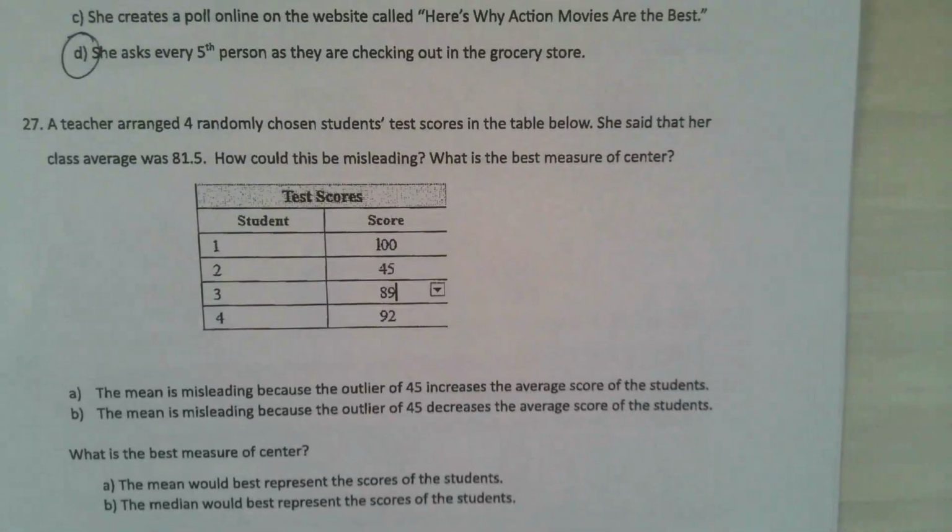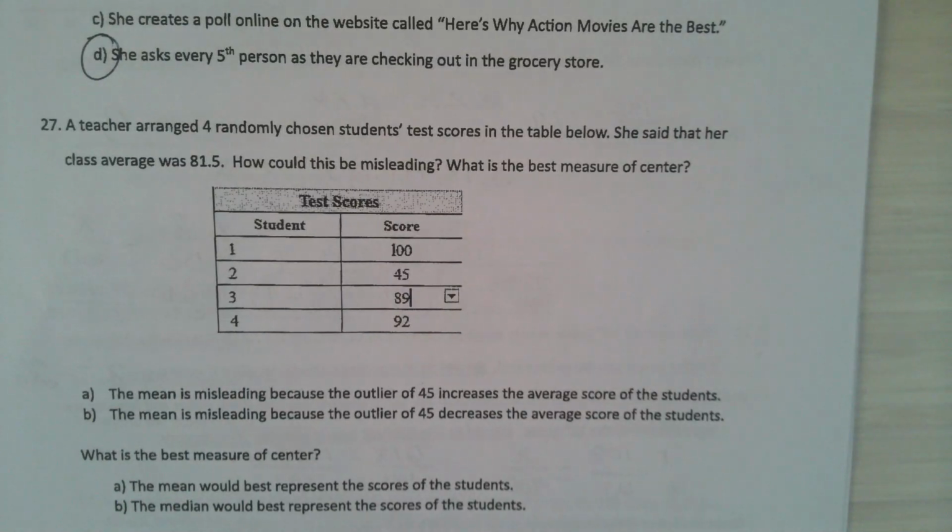Number 27. A teacher arranged four randomly chosen students' test scores in the table below. She said that her class average was 81.5. How could this be misleading? What is the best measure of center?